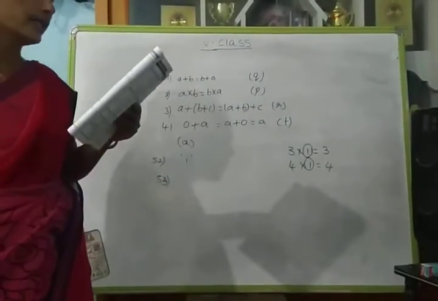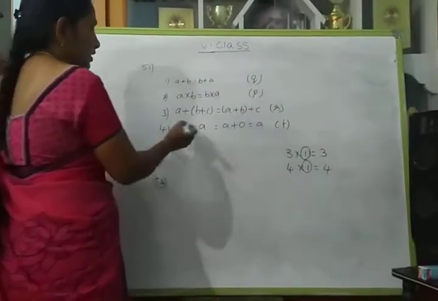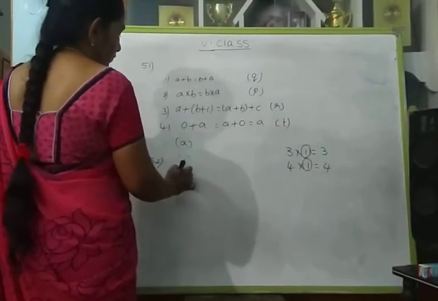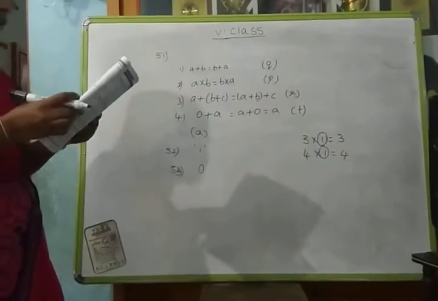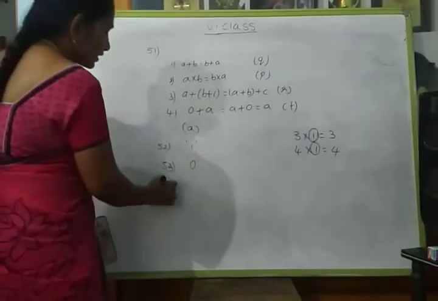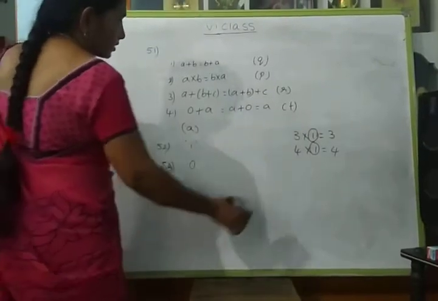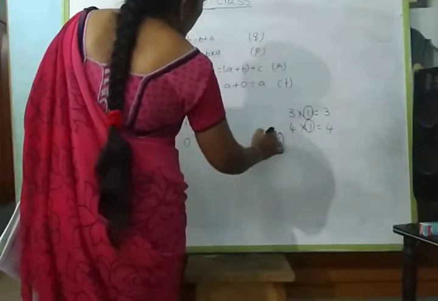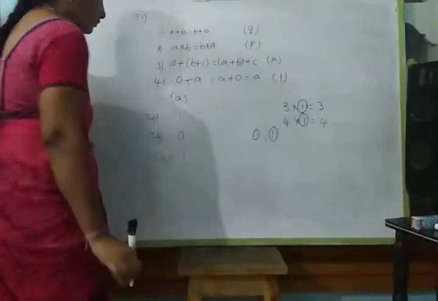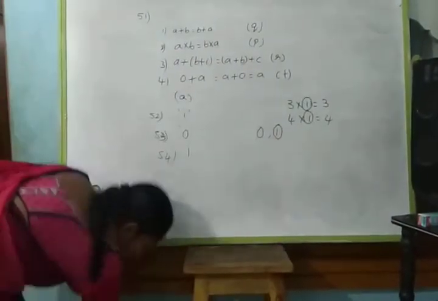53. The additive identity in the set of whole numbers. Which is the additive identity? 0. 53, answer 0. 54. Successor of the least whole number. Which is the smallest or least whole number? 0. The next number after 0 is 1. So the successor of 0 is 1. 54, answer 1.